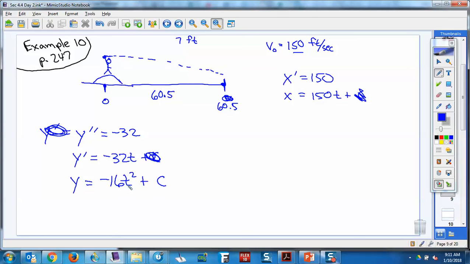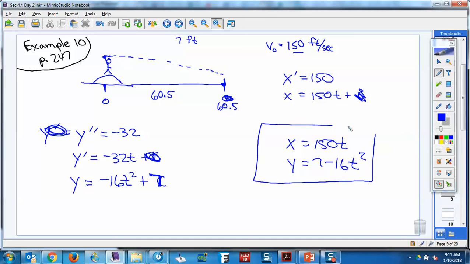Now, at time 0, what is y? 7. That was that number. So we know that's going to be a 7. So c's got to be a 7. So look what I just built. Based on just knowing some simple physics, I just built this parametric situation for the path of the ball. Right? The path of the ball is going to be this. Now you could plot that on your calculator. We could do our x prime, y prime. We could see how fast the ball is going. So let's just talk through this real quick.